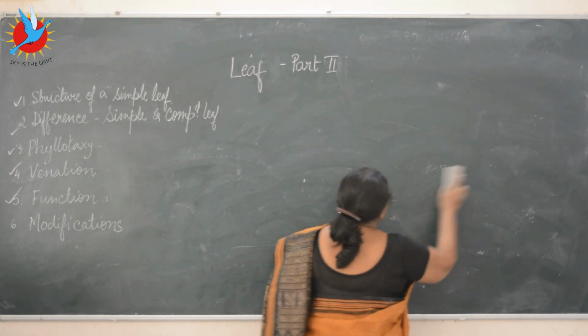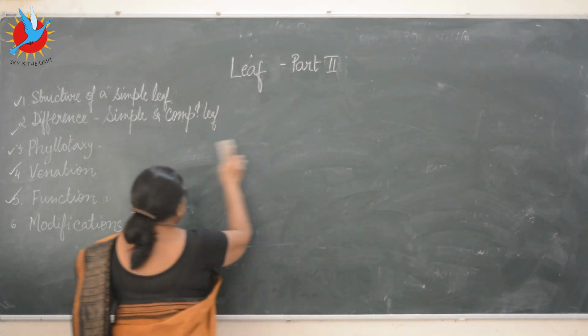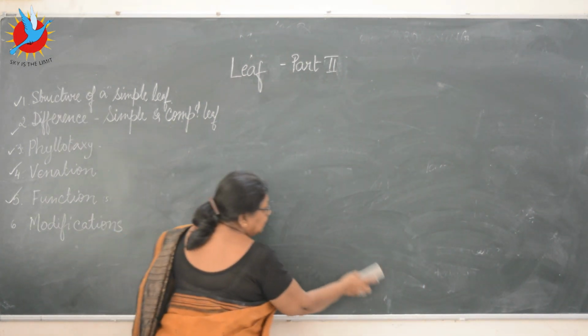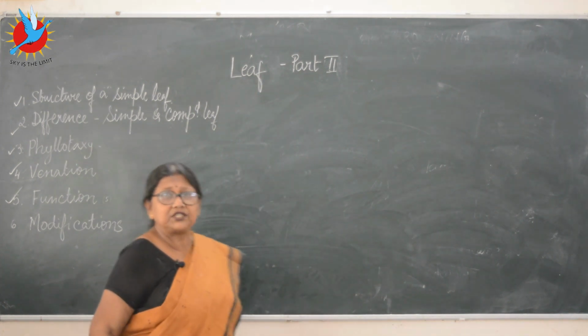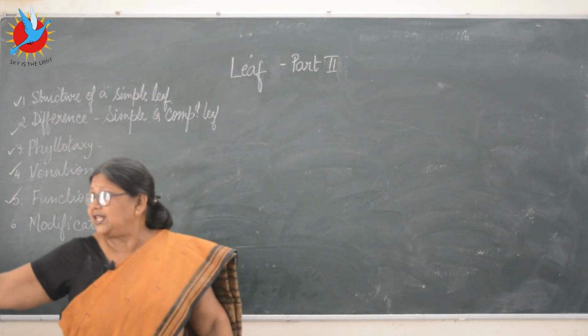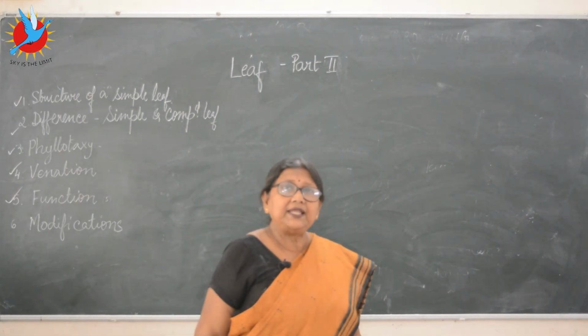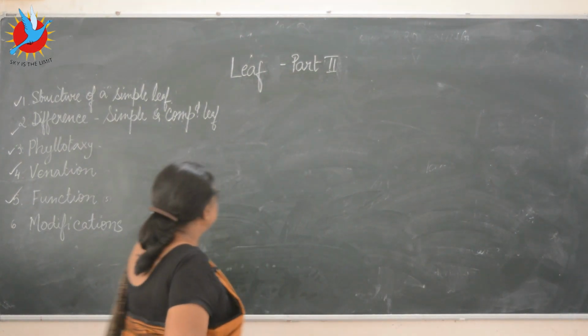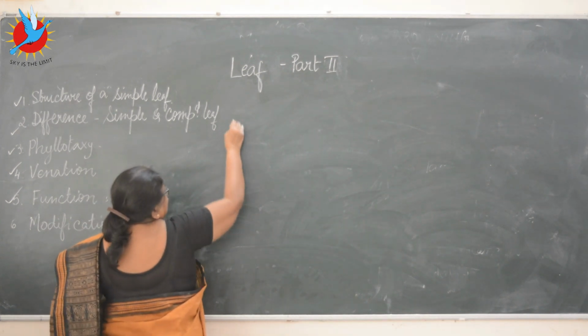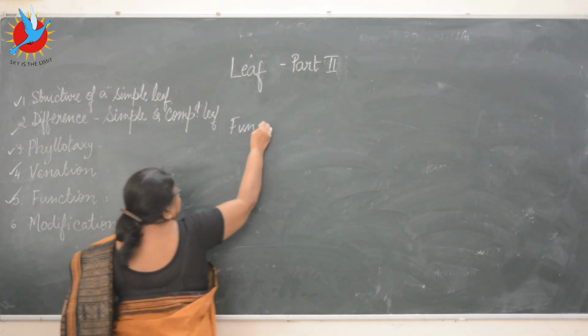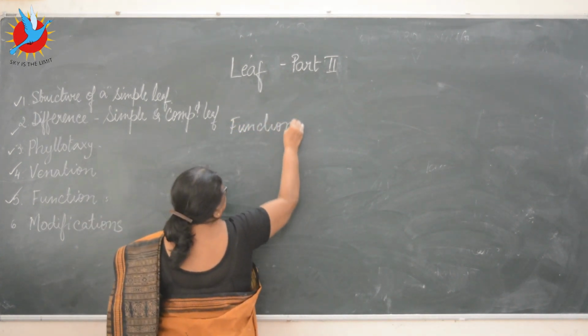Now it's a part of the plant, it's one organ of the plant. Obviously all the organs have some function to do, and leaves do a very important function. So let's take the functions. List out all the functions of the leaves.